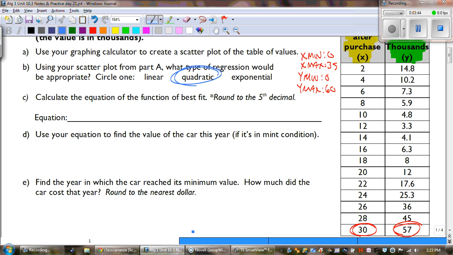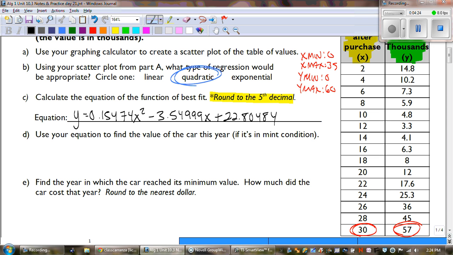All right? So it asks us to round to the 5th decimal. So y equals 0.15474x squared minus 3.54999x plus 22.80484 is what you should have gotten after you round everything. Okay?